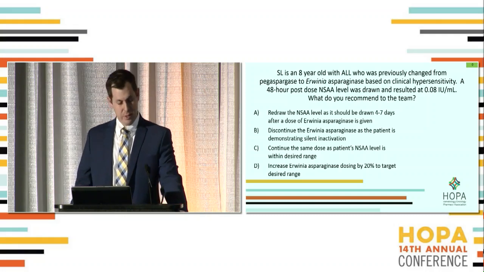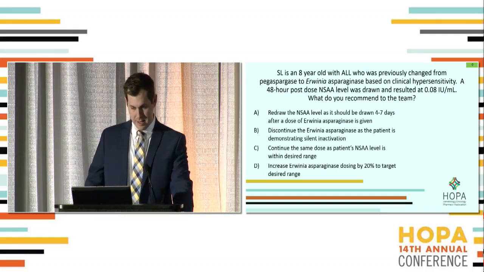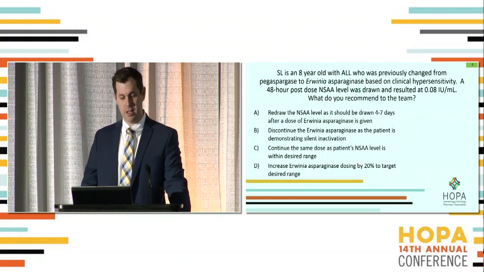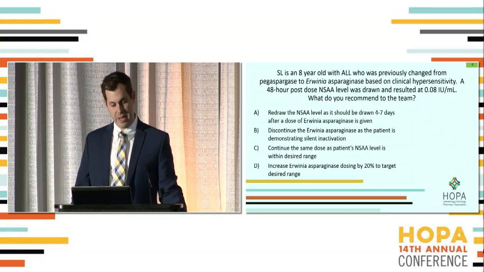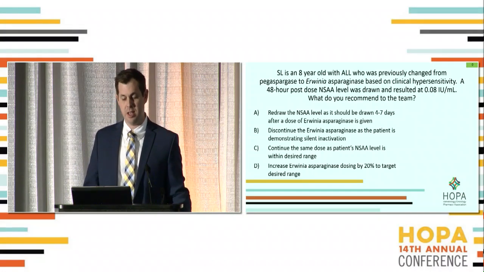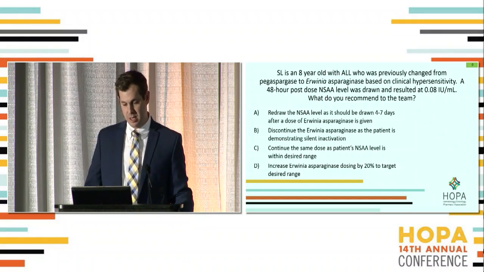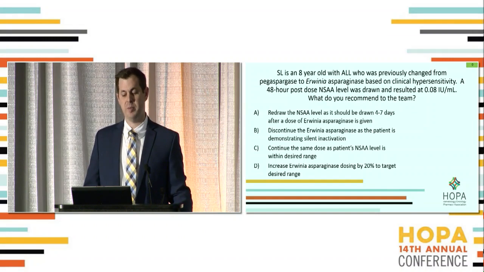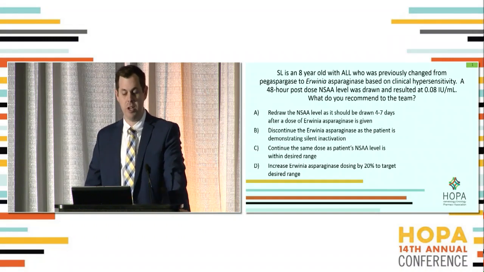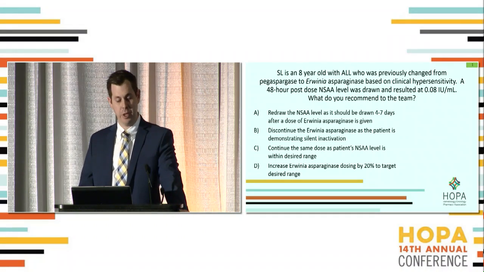So our last audience response question is, SL is an 8-year-old with ALL who has previously changed from PEG asparaginase to Erwinia asparaginase based on clinical hypersensitivity. I will tell you he is not on study. A 48-hour post-dose asparaginase activity level was drawn and resulted at 0.08 international units per ml. What do you recommend to the team?